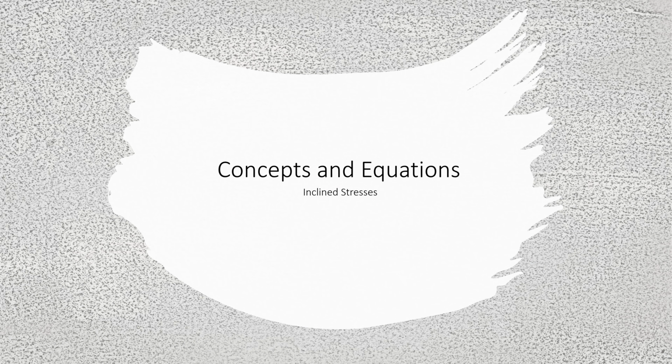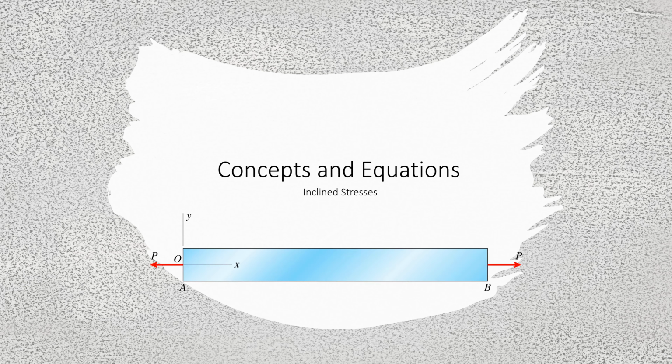Alright, concepts and equations for inclined stresses. So, what we've been looking at is just a typical boring beam with an axial force. And if we are to graph the shear force going through this beam, it is equal to 0, just because it's completely axial, so it's very boring.